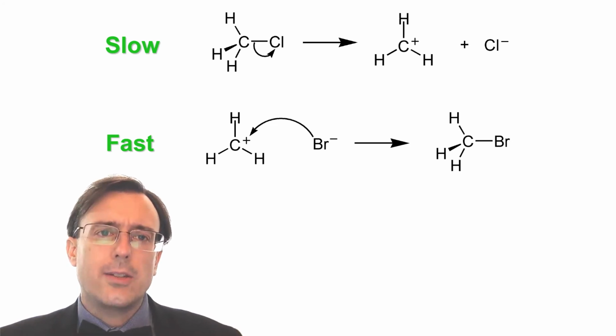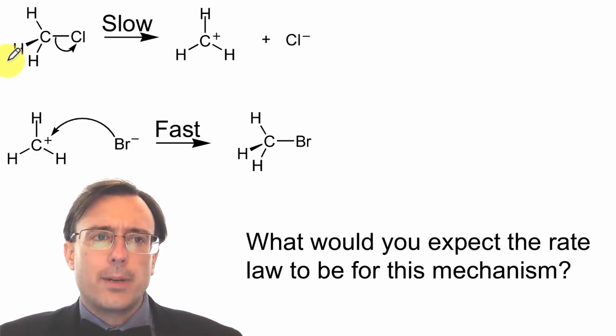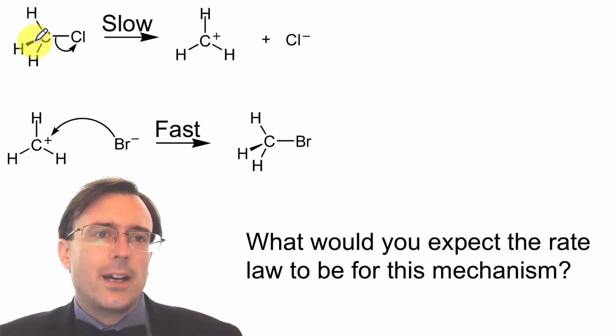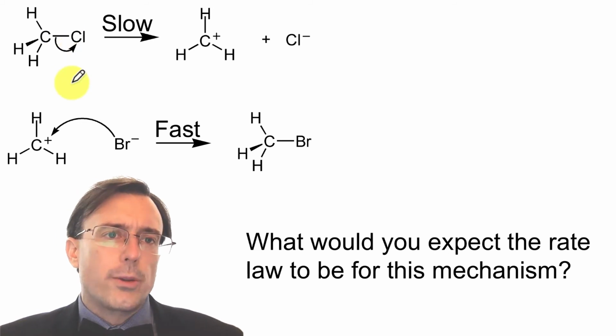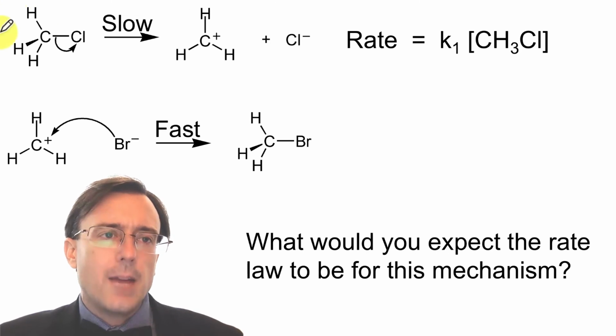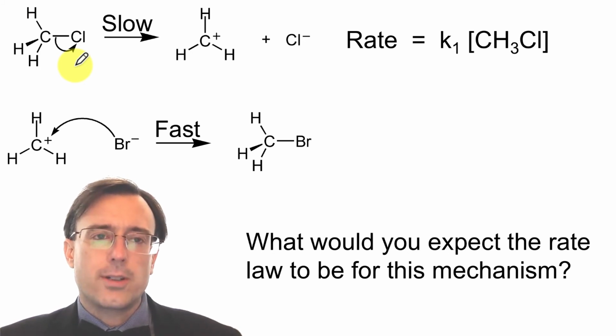Well, let's look at each of these elementary steps. This first step right here, the slow step, you've got this species here that's not bumping into anything else, just reacting all by itself. And in that process, you're breaking a bond. So the rate law for the first step should simply be a constant times the concentration of this species right here. Because it's a unimolecular elementary step, the rate law is just a first order step.